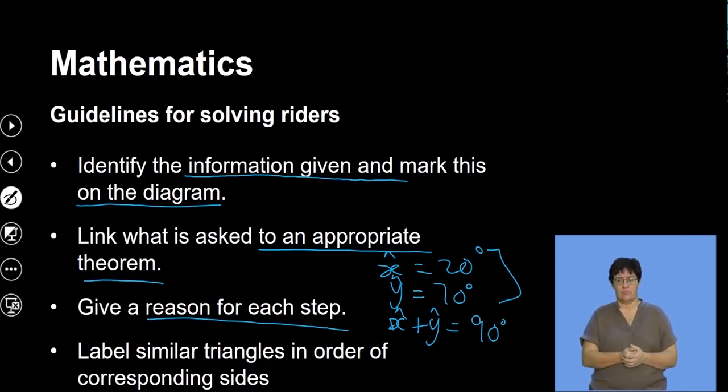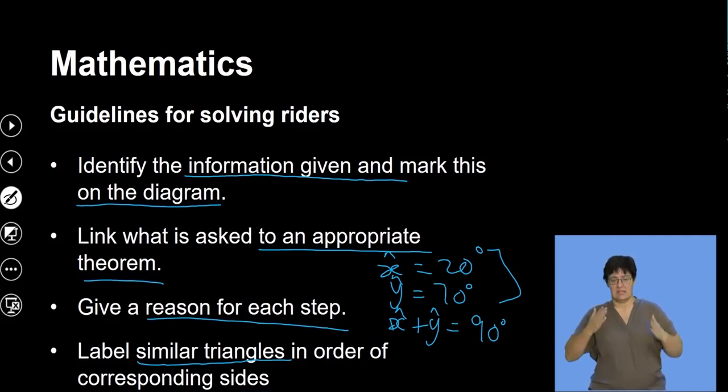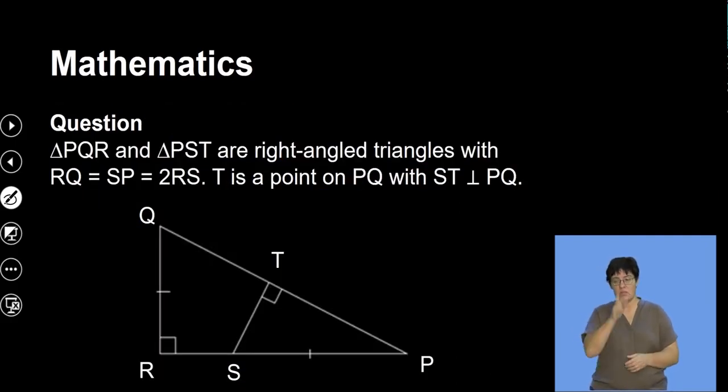And then lastly, you label similar triangles. This is with respect to similarity, right? And then in order of their corresponding sides. Let's look at the first question. What did I say? I'm just going to give you the statement, give you the diagram, we play around with it, and then we look at the questions.